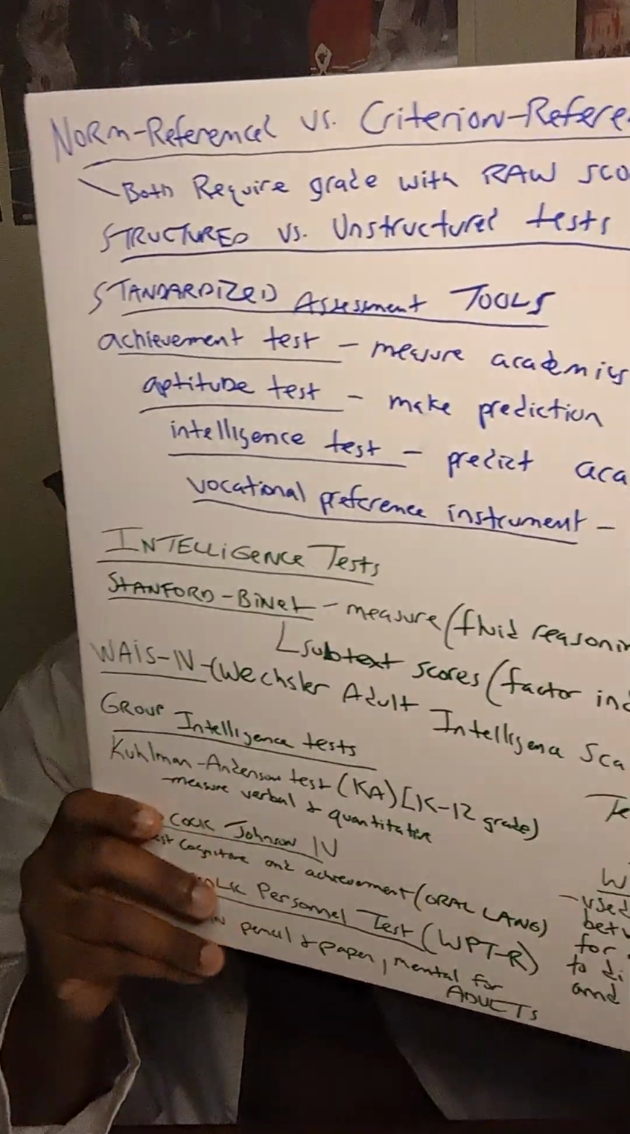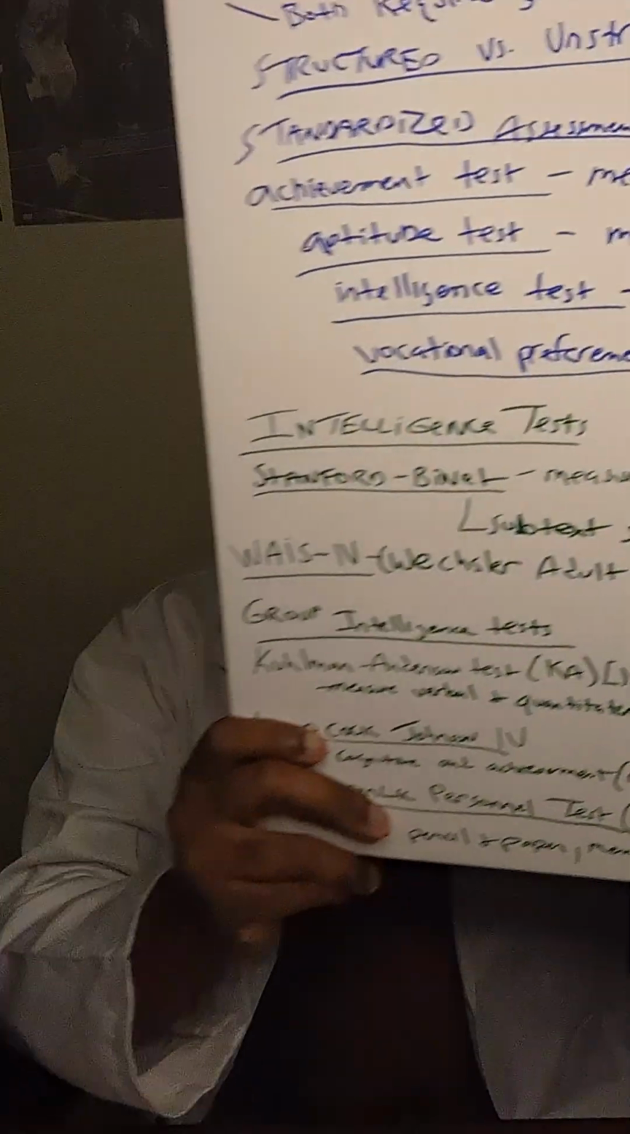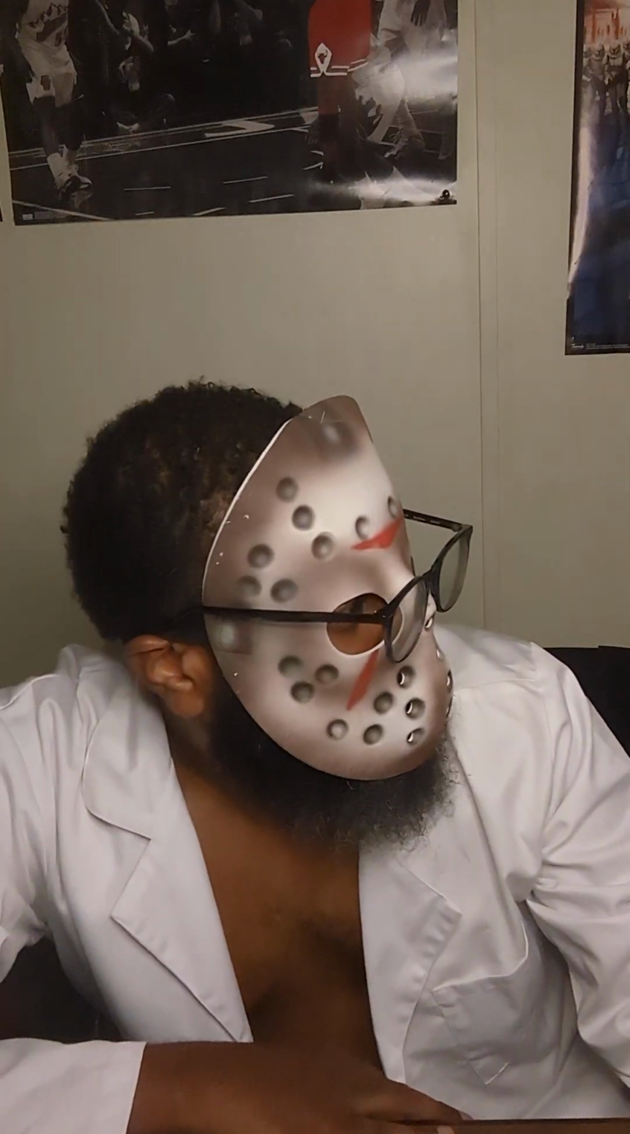Now next we have the Wechsler Adult Intelligence Scale, acronym WAIS-4. And this WAIS-4 test is mainly for late adolescents and adults. Just keep that in mind. Once again, it's another intelligence test. That's what we're doing. Stanford-Binet, WAIS. Get a good look at it.